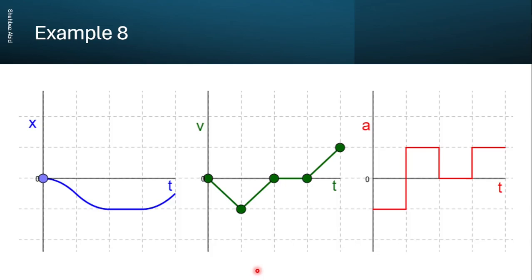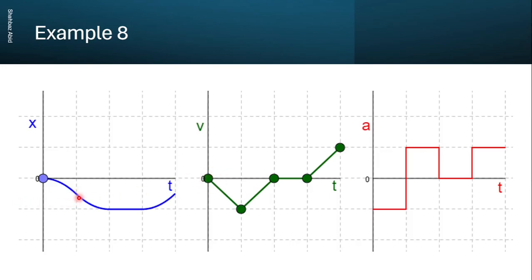Let us see this example. If we are given a position versus time graph something like this, we can plot the velocity versus time graph, and after that we can plot the acceleration versus time graph. So for example, when time is equal to 0, the slope of this graph is equal to 0, which means what? The velocity is equal to 0.